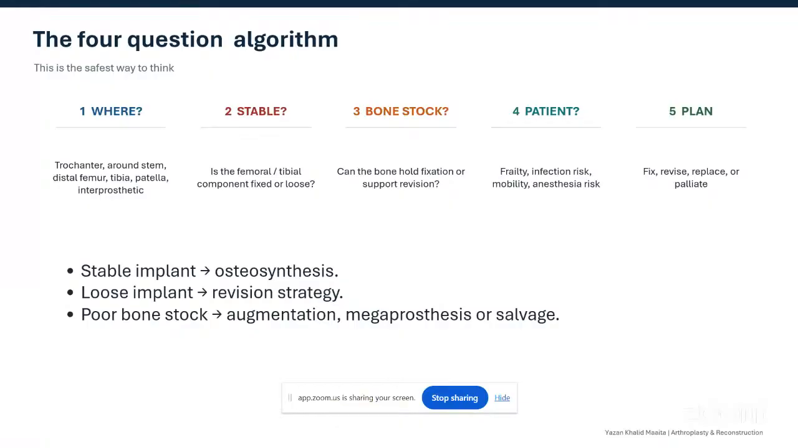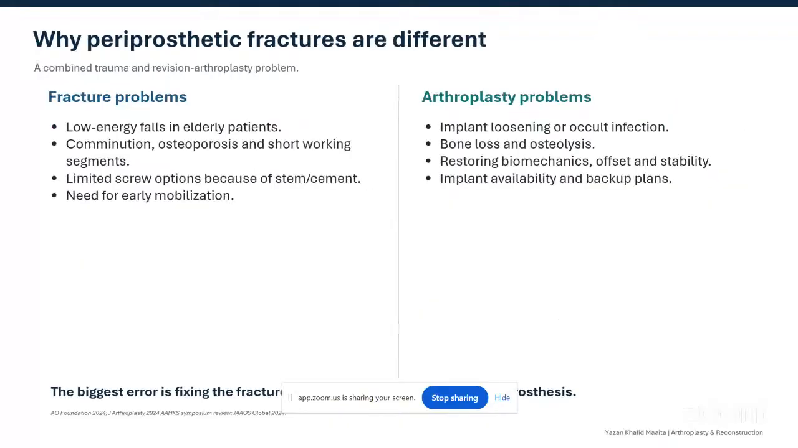So, when the stem is stable, we are always going to do osteosynthesis, using a plate, nail, whatever is in our hand. If the implant is loose, we are going to revise it with strategies based on the algorithm we talked about before. Poor bone stock: augmentation, megaprosthesis, or salvage.